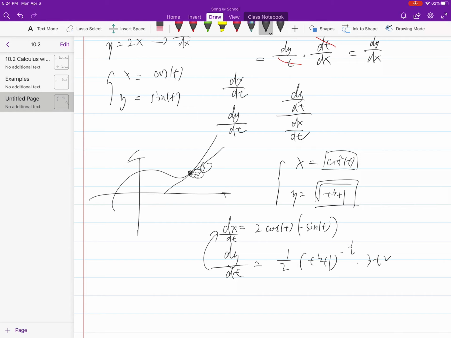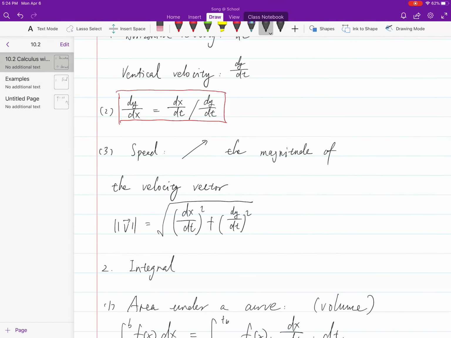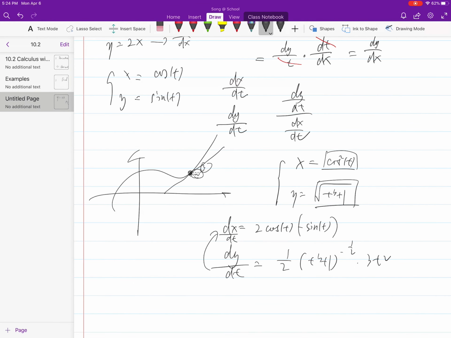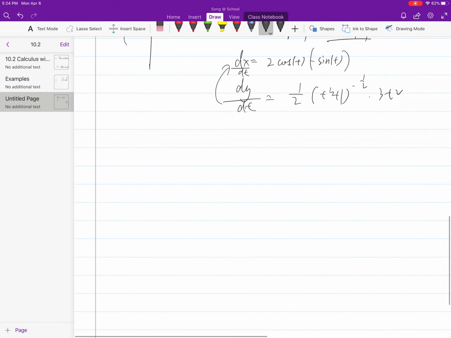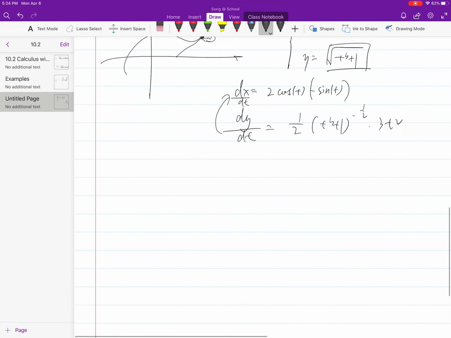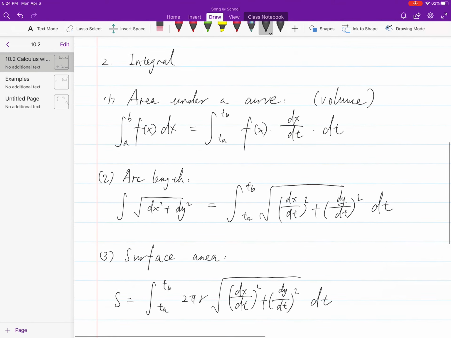And moreover, if one of them is 0, you are dividing by 0, which gives you no changing rate. But technically, you still have a changing rate. It's just that one of the changing rates is 0, so it's not moving horizontally. That is very good. And that's it. That's everything you need to know about taking the derivatives.